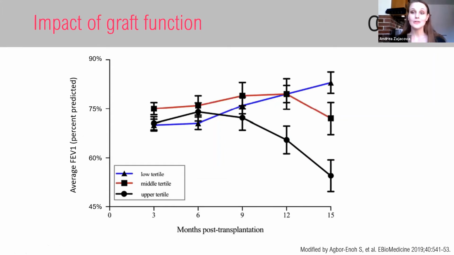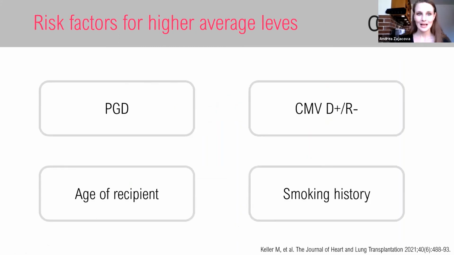Also, the average levels of the cell-free DNA correlate with the graft function, and we may see that the patients with the lowest level have the best FEV1 results. How the average levels are determined is still unknown, but we know that the well-known risk factors such as primary graft dysfunction, unfavorable match in CMV, older age of recipients, or a smoking history are more prevalent in the group with the higher average level of cell-free DNA.